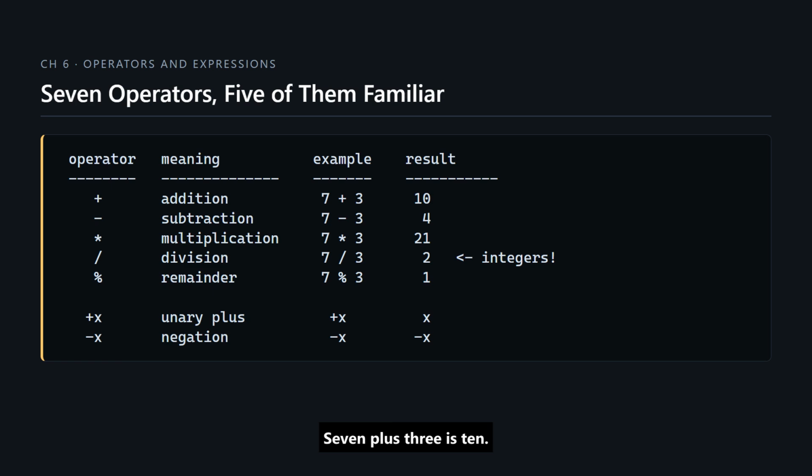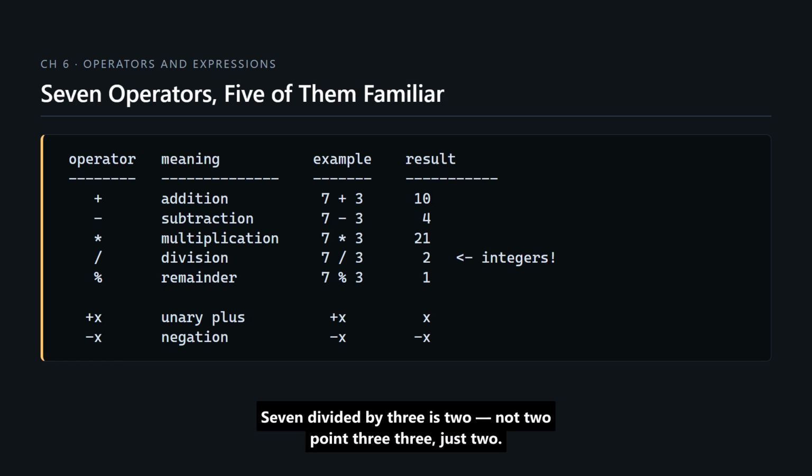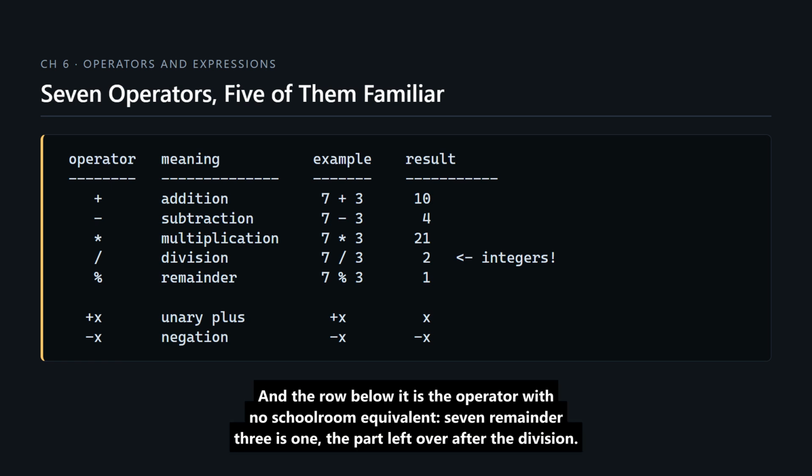7 plus 3 is 10. 7 minus 3 is 4. 7 times 3 is 21. But look at the division row. 7 divided by 3 is 2, not 2.33, just 2. And the row below it is the operator with no schoolroom equivalent. 7 remainder 3 is 1, the part left over after the division.